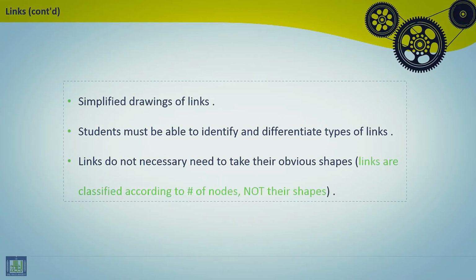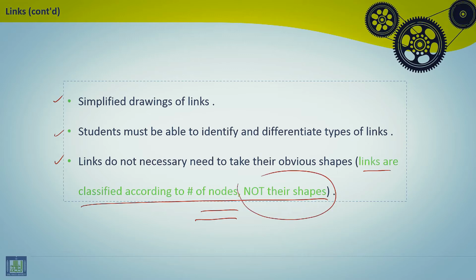So we opt to draw the links in a simplified manner to make the analysis of mechanisms easy. Students must be able to identify and differentiate types of links. Also, links do not necessarily need to take their obvious shapes. So links are classified according to number of nodes and not their shapes.